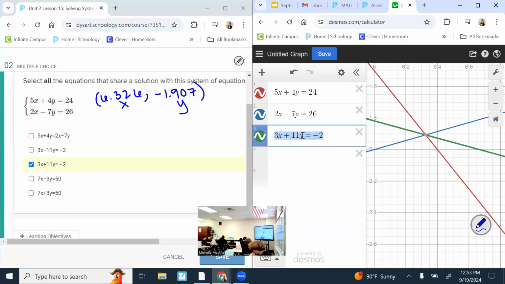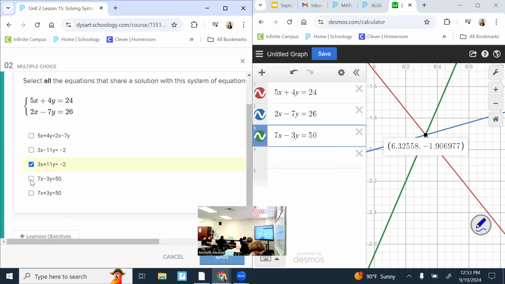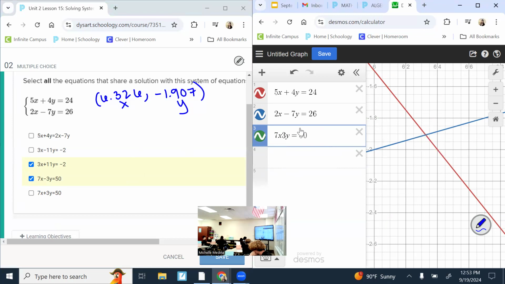So yeah, this one unfortunately doesn't follow what I showed you today, but knowing what you know, and knowing that if they share a solution they'll intersect at the same spot, is what will help you with this one. And so only these two share the same solution as the system. All right, does that make sense? Okay. Other questions from any practice? Amy?